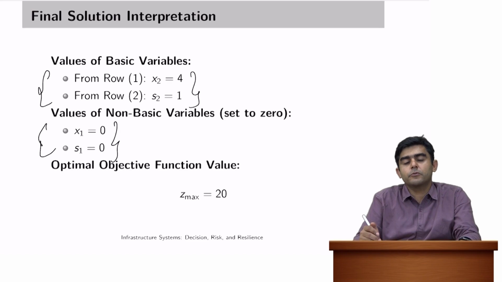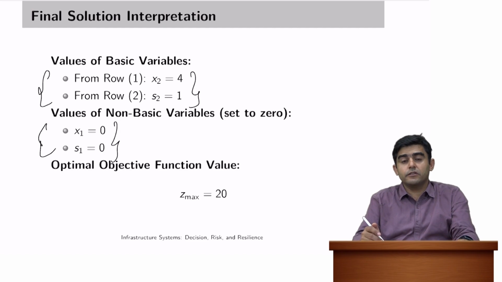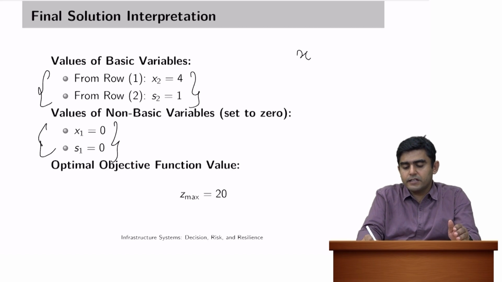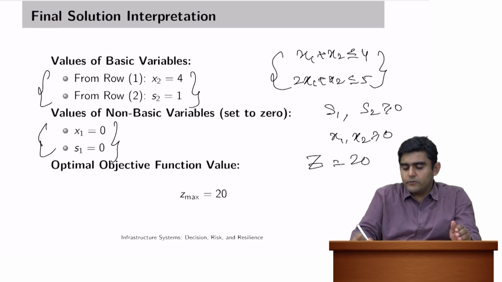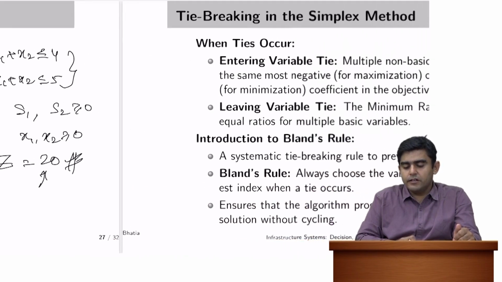So if you have learned linear programming problems earlier, sometimes you may wonder how this is an admissible solution. This is an admissible solution because both the constraints that we had, that is x1 plus x2 less than or equal to 4 and 2x1 plus x2 less than or equal to 5, are satisfied. S1 and S2 are both greater than or equal to 0, and x1 and x2 are both greater than or equal to 0. Z takes the value of 20, and there is no further corner point or extreme point to which you can go and improve this solution. So this indeed is a feasible solution.